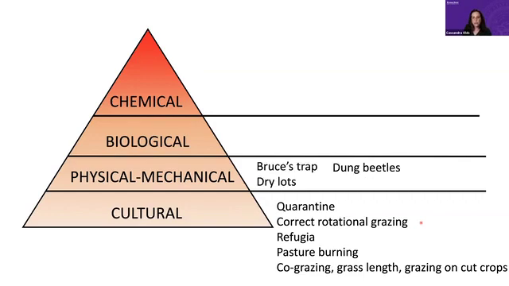Physical and mechanical: Bruce's traps are absolutely phenomenal. You can reduce your fly population by 50% to 90% by just using traps alone. So Bruce's traps, there's some schematics on the internet that you can use to design them. Basically, they're traps and they have plastic that goes down. And as the animal walks through, the plastic scrapes along the back of the animal and basically dislodges those hornflies. They then go to the side of the trap and they can't escape and they die.